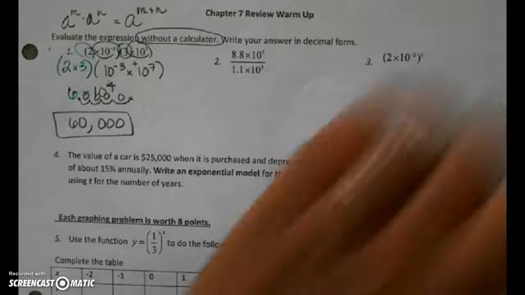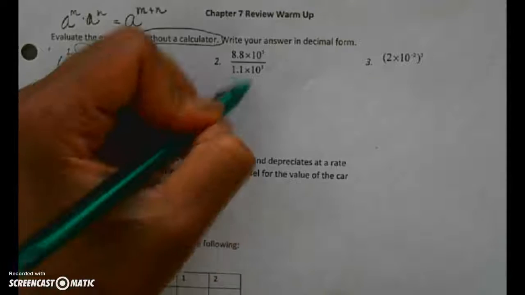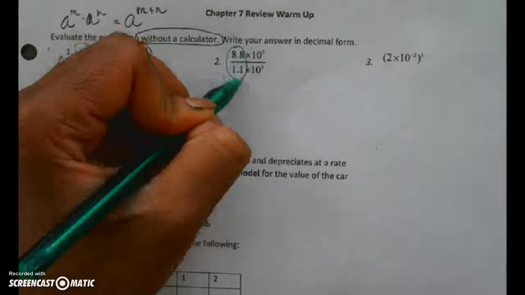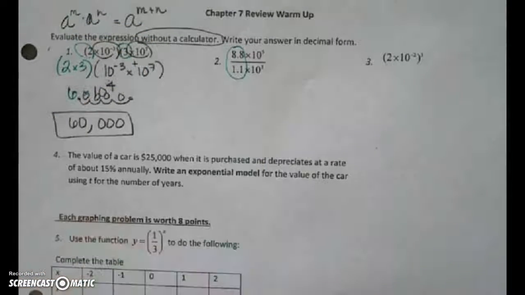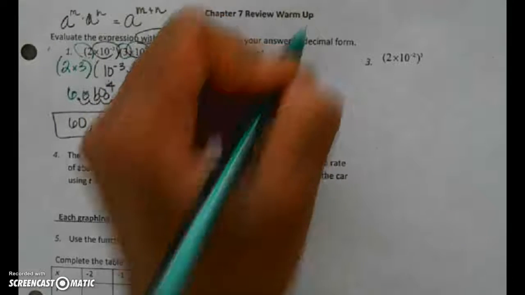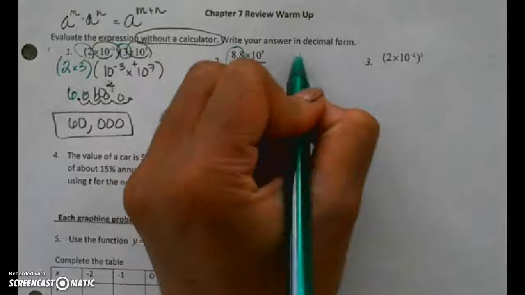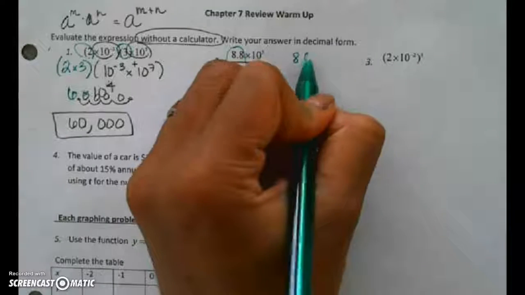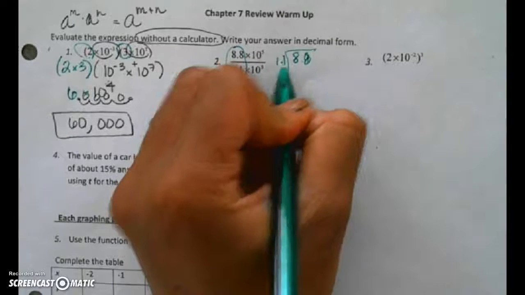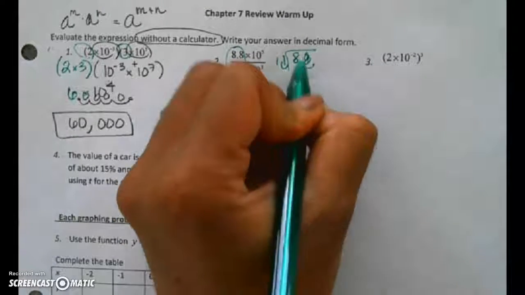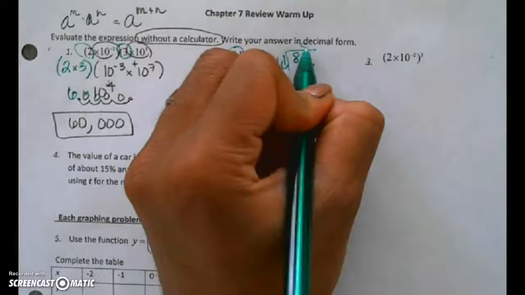Similarly, for division, if I'm trying to find this quotient, I want to group these two together. So 8.8 divided by 1.1. If I didn't have a calculator, if I wasn't sure about it, I could show my work. 8.8 divided by 1.1. Remember, you do move the decimal point over. So how many times does 11 go into 88?